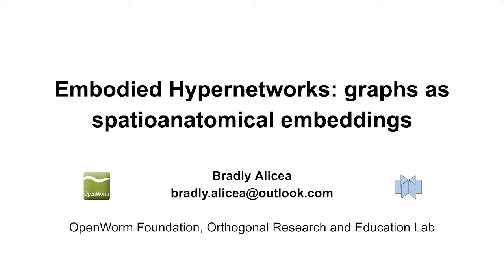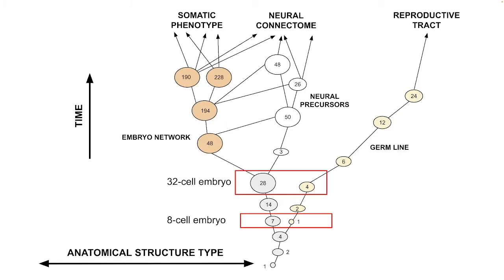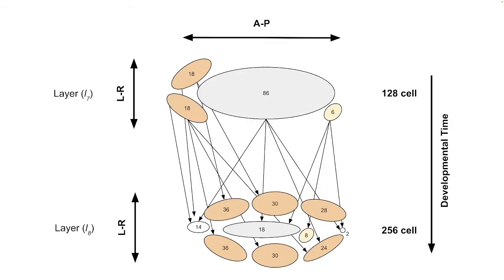Today I'm going to talk to you about embodied hypernetworks. So this is an example of an embodied hypernetwork from an embryo. It goes from a single cell to a large number of cells with different tissue types. You can see that these hypernodes have constituent nodes inside of them, and they divide and differentiate into these different structures. So this is a temporal representation.